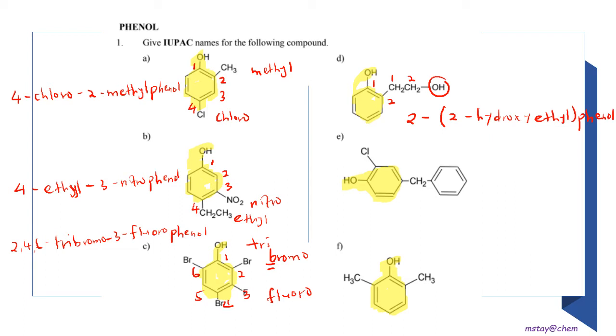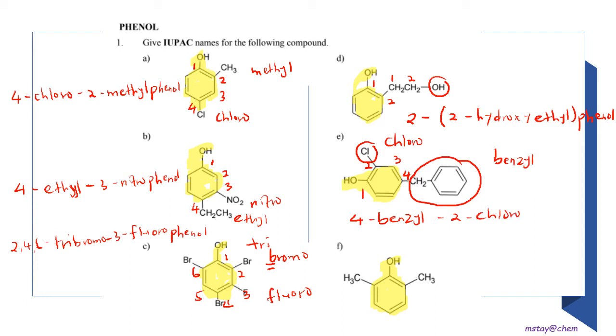Structure E, carbon 1, carbon 2, carbon 3, carbon 4. This substituent is known as chloro, and this substituent will be known as benzyl. So benzyl and chloro, benzyl comes first. So 4-benzyl-2-chlorophenol. Last one, carbon 1, carbon 2, carbon 3, carbon 4, carbon 5, and carbon 6. So 2,6-dimethylphenol.